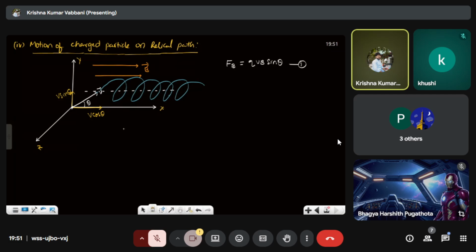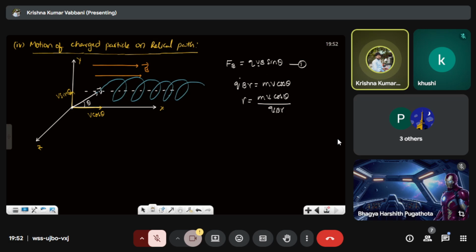So now see, in the previous class we found that qvB equals mv generally. But here the v is taken in the horizontal direction. That's why instead of v I am taking v cos theta. So from this I can find that r equals m v cos theta by qB.